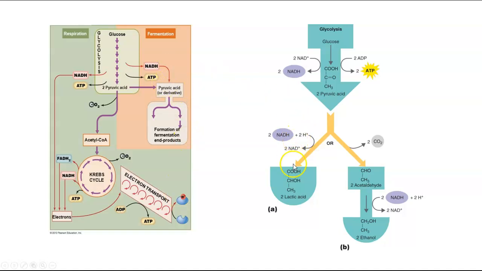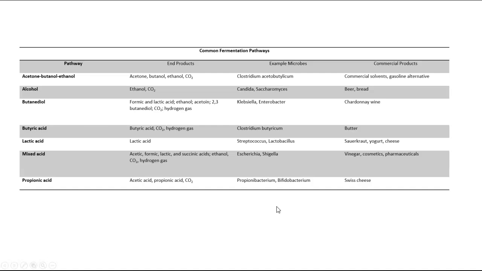And at the end of fermentation, we have these different metabolic products. And a lot of these we've been able to shape into commercial products. Here's some examples. You do not have to memorize any of this, but here, just alcohol. If we want to, there's a pathway where you can produce alcohol through fermentation. We make ethanol, carbon dioxide.